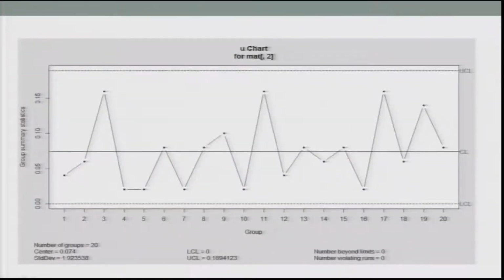The group summary statistics are given along the y axis, and the groups or sample numbers are given along the x axis. You have the upper control limit and the lower control limit. The upper control limit is 0.1894123; keeping it to 3 decimal places is more than enough to solve the problem. The lower control limit value is 0 and the central line is 0.074. Based on that, you find out if there are any aberrations in the set of observations or if they are out of control. For this diagram, we see they are not out of control.